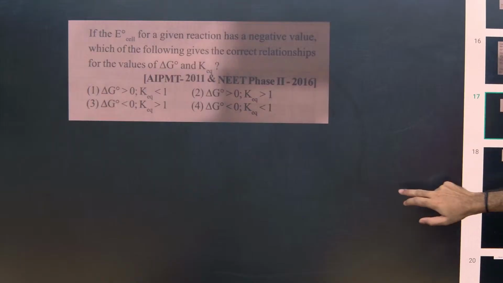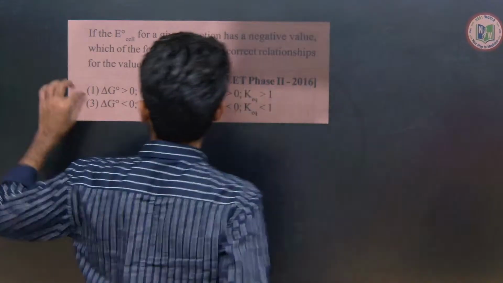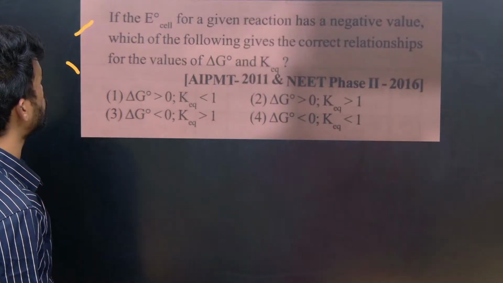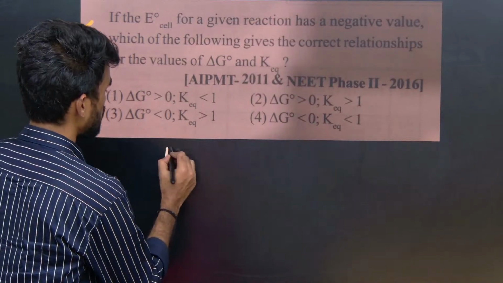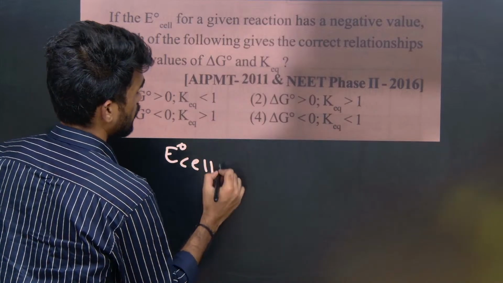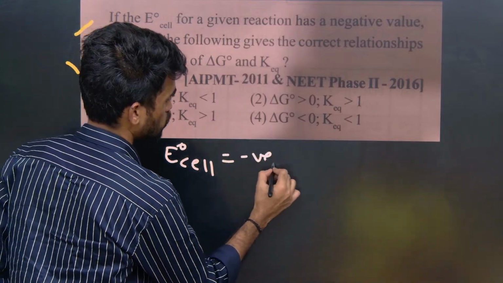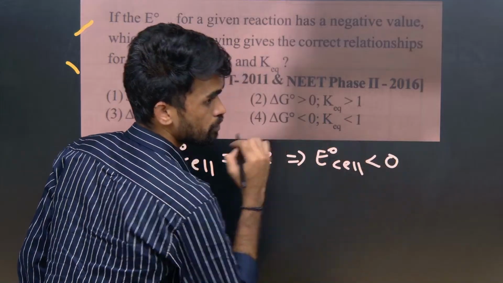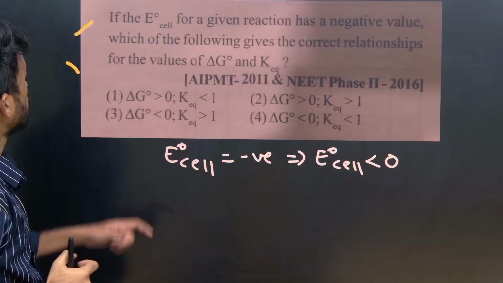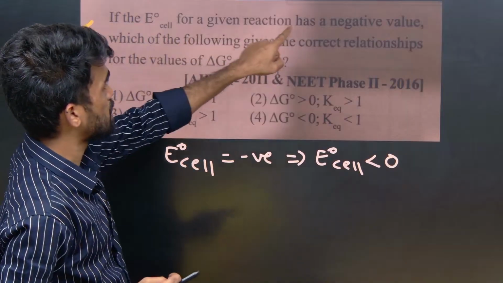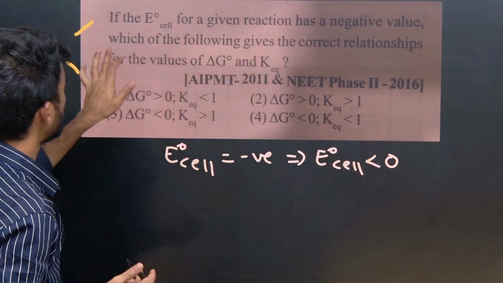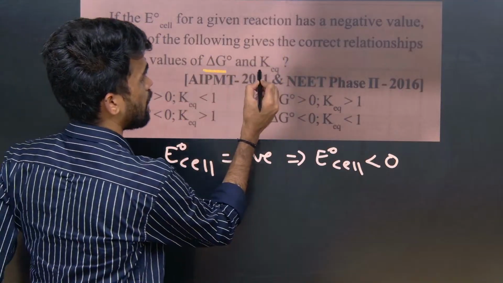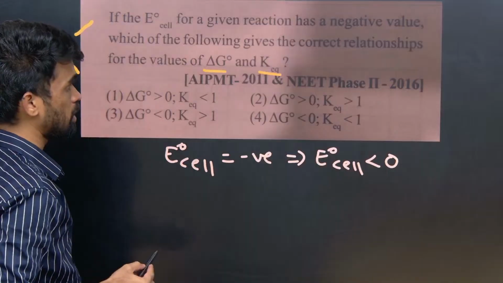Okay, so now look into this. If E naught cell for a given reaction has a negative value, so what they are saying is E naught cell is negative, which I can also indicate as E naught cell is less than 0. Now, for a given cell with negative value, which of the following gives the correct relation for the values of delta G naught and K, the equilibrium constant?